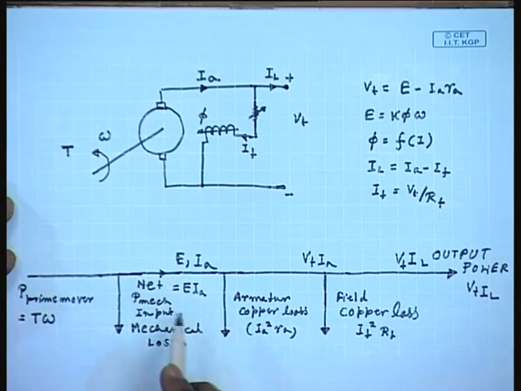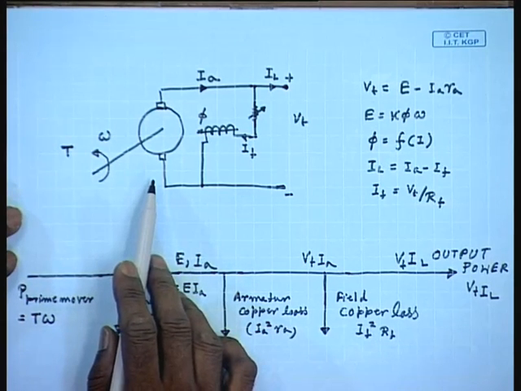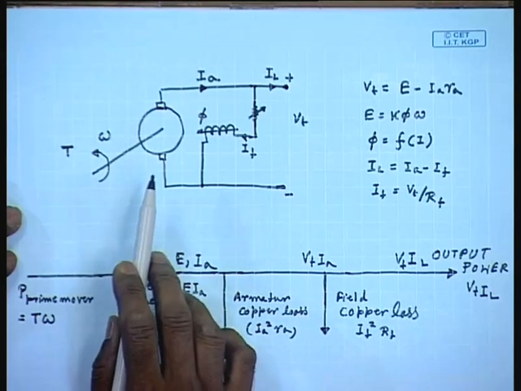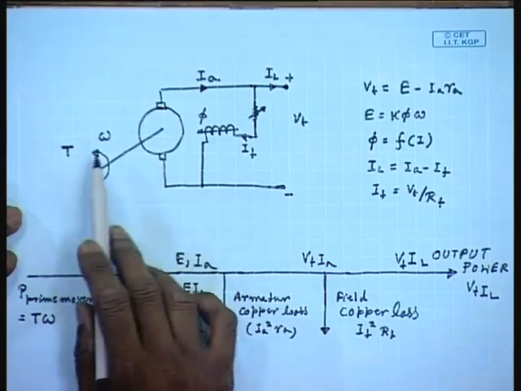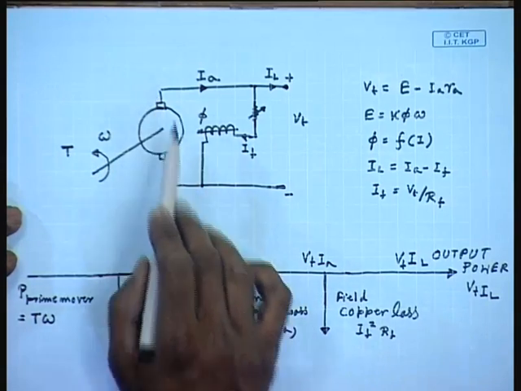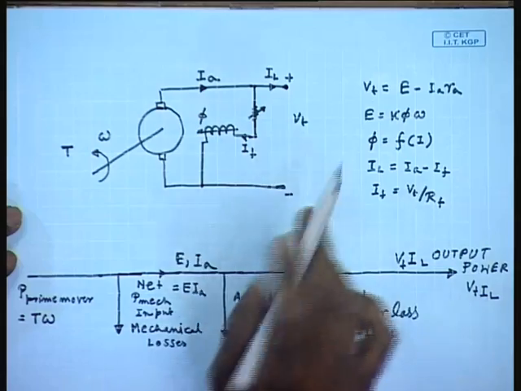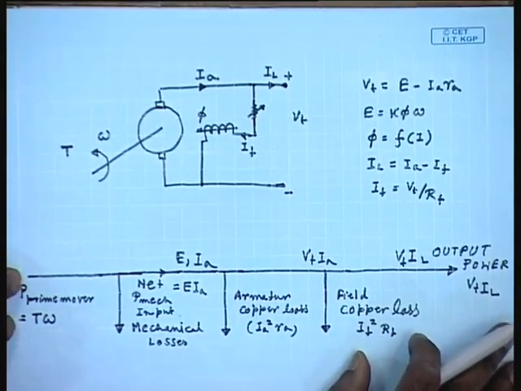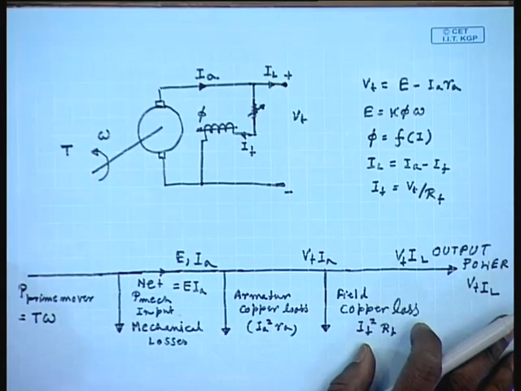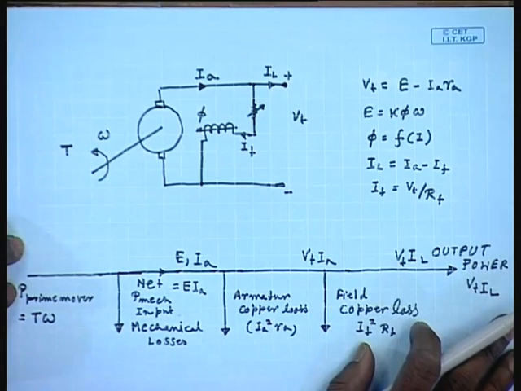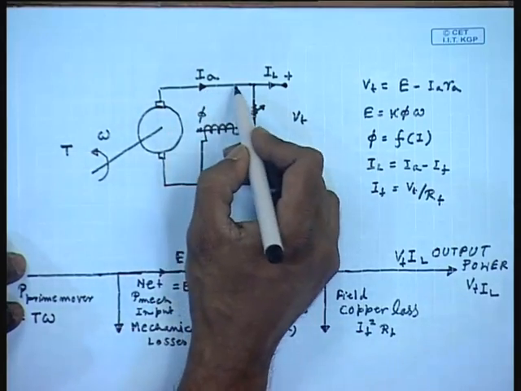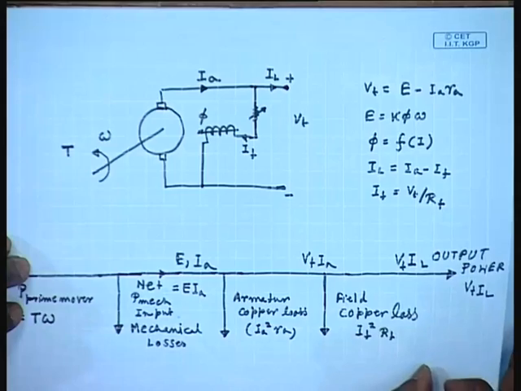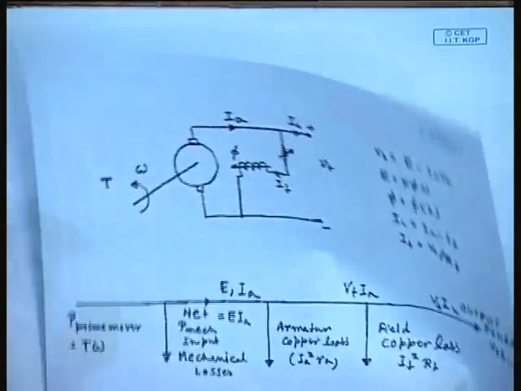Obviously, in order for this system to work as a generator, the prime mover should rotate the armature at a speed such that, with the given field excitation, the generated EMF across the armature is larger than the supply terminal voltage. Then only it will work as a generator. Now, what will happen if the rotational speed is less such that E is less than Vt? In that case, the direction of current through the same generator will reverse, and now the machine will work as a motor.